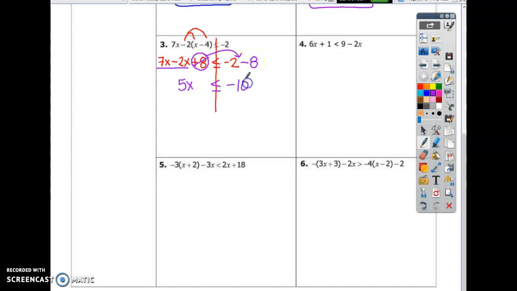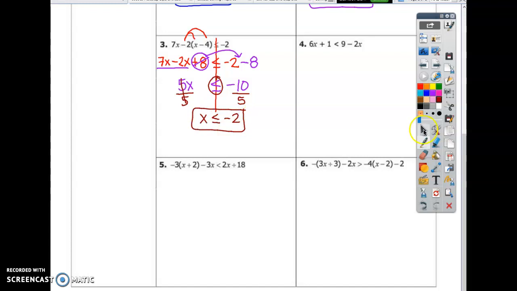Negative 10. Okay, the last step is to divide. So divide both sides by 5. That is a positive number, so the sign stays the same. X less than or equal to negative 10 divided by 5, which is negative 2.